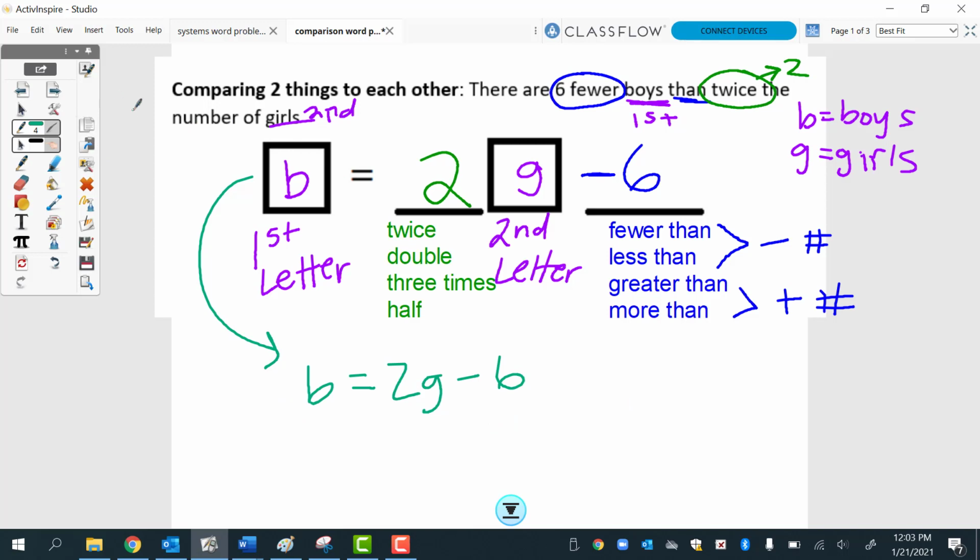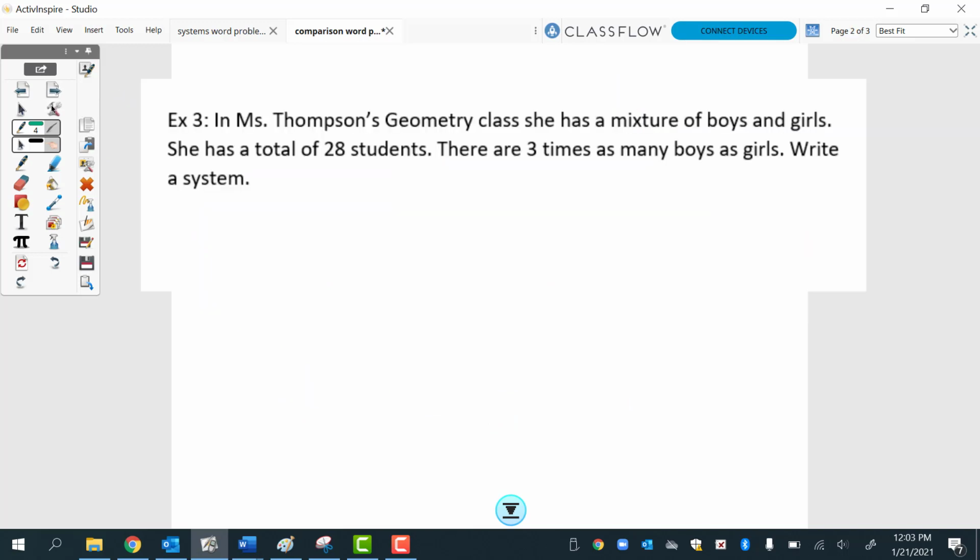So let's look at a real example. In Miss Thompson's geometry class, she has a mixture of boys and girls. She has a total of 28 students. There are 3 times as many boys as girls. Write a system. So first of all, what are the 2 things that we are comparing? Boys and girls, obviously, if you did not figure that out. So I'm going to do B for boys, G for girls.